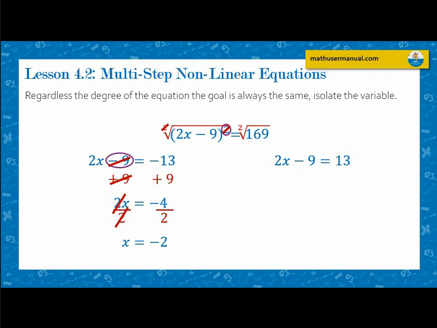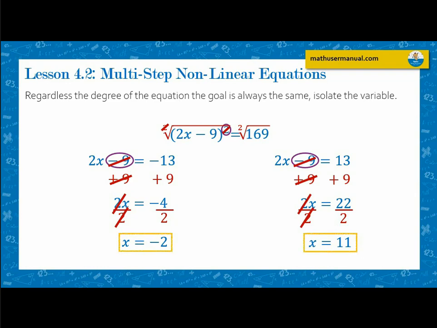Now we take a look at the right side, the positive solution, and the steps are the same. Minus 9, that means we have to do plus 9 on the left side of the equation. The 9's cancel, and then we do plus 9 on the right side as well. 13 plus 9 is 22. Then we divide both sides by 2, so the 2's on the left cancel, and 22 divided by 2 is 11. So our two possible solutions of this multi-step equation problem are x equals -2 and x equals 11.